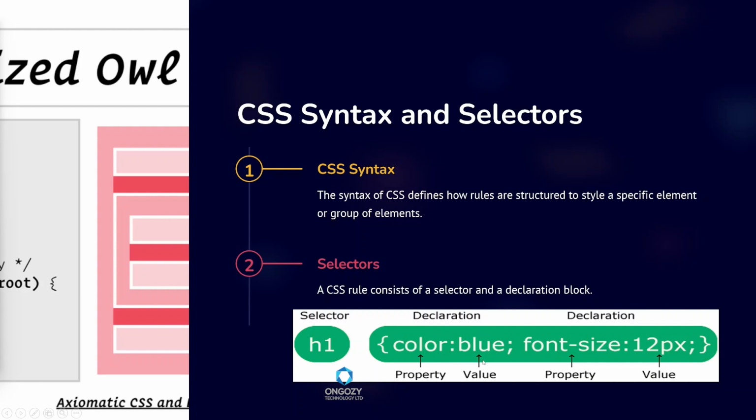When we have multiple declarations, we separate them by the semicolon, okay? And when we are using the declaration, the property is then followed by a value, where in between the property and the value, we have a colon.